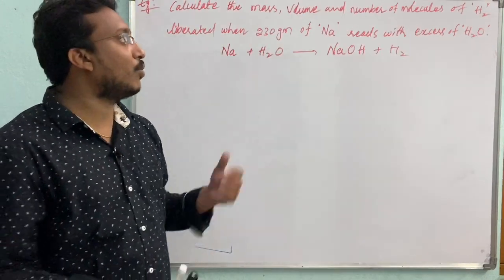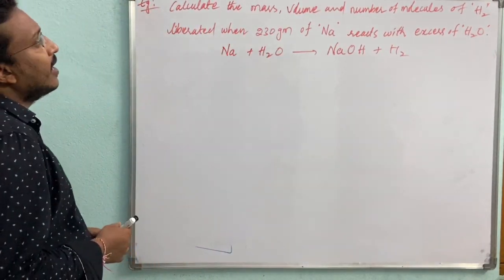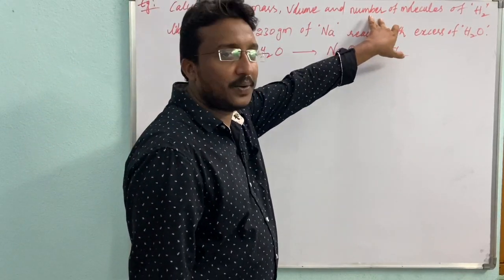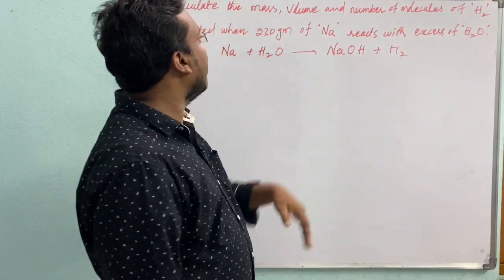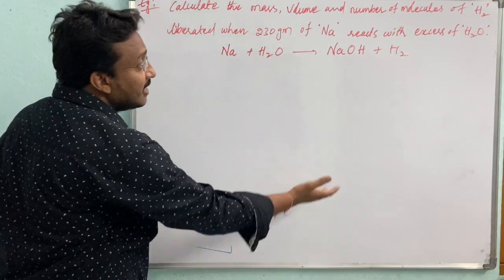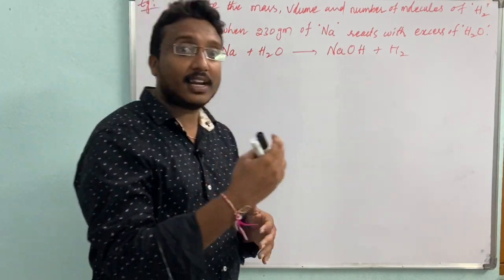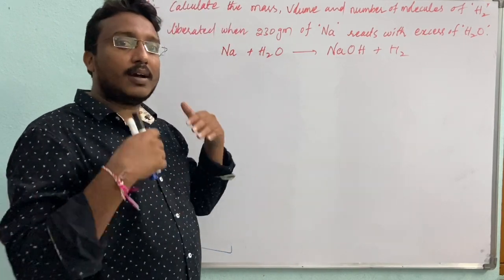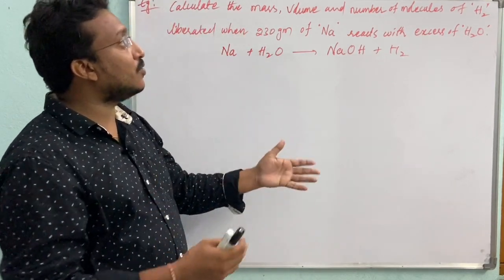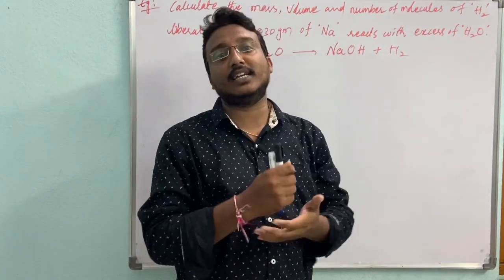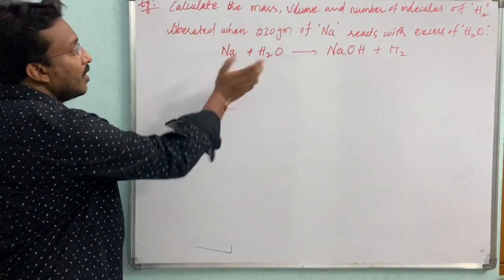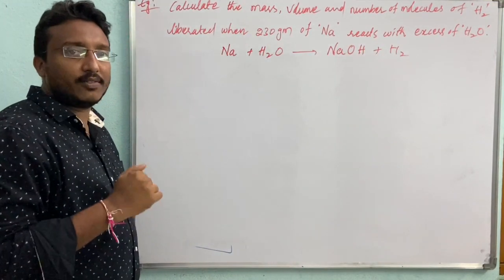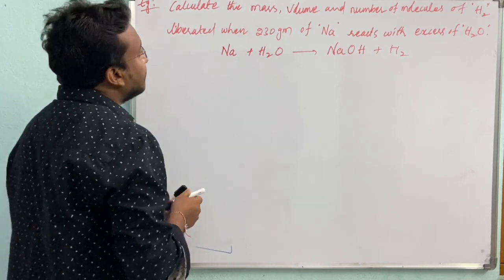Okay, here is one more example. Calculate the mass, volume, and number of molecules. That is what we are going to find. That means from a given equation we get a mass and mass relationship, a mass and volume relationship, a volume and volume relationship, and a mass, volume and number of molecules relationship also, right? Then first we have to check whether the given equation is balanced or not, right? Then see here.